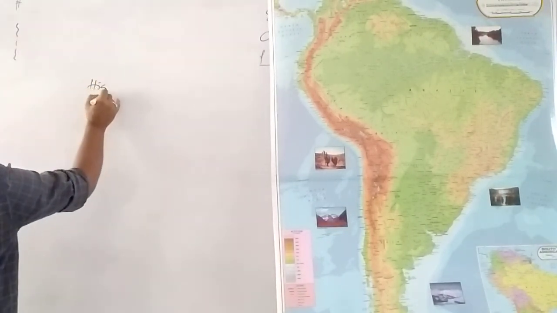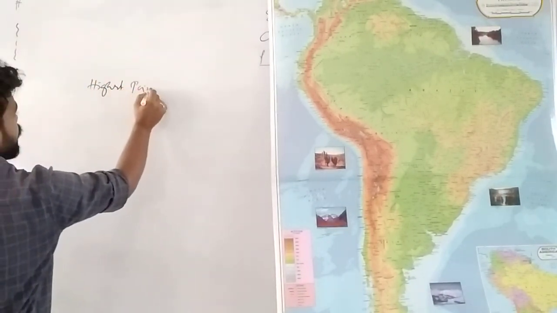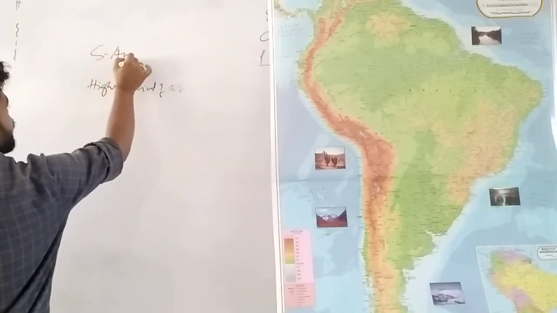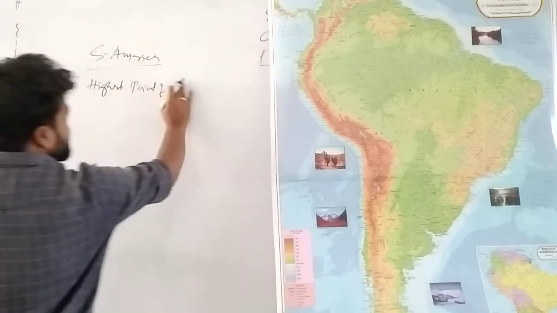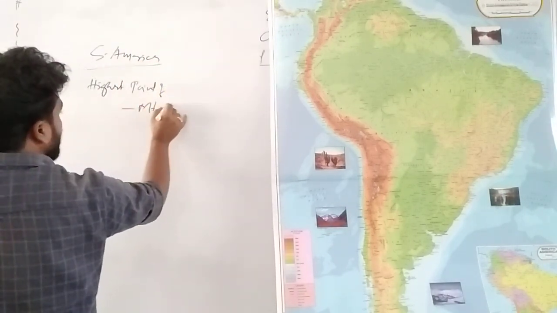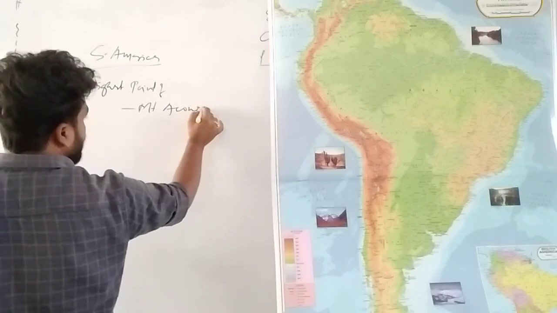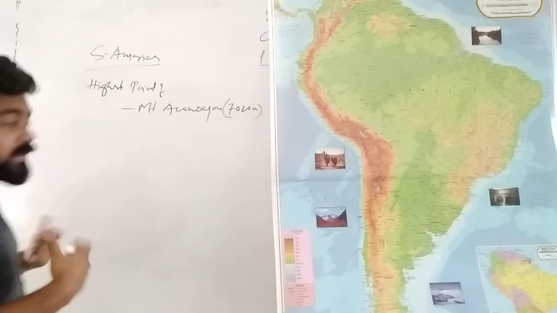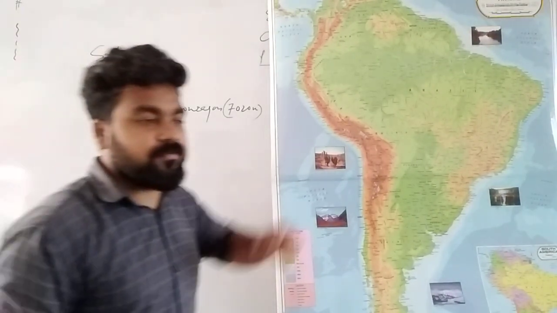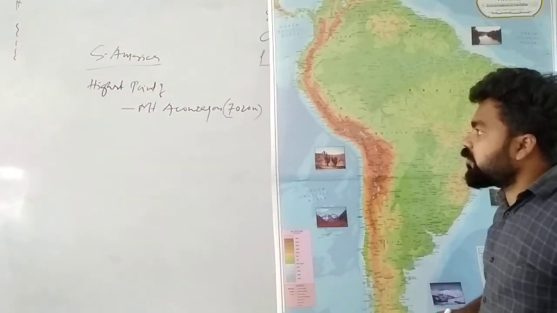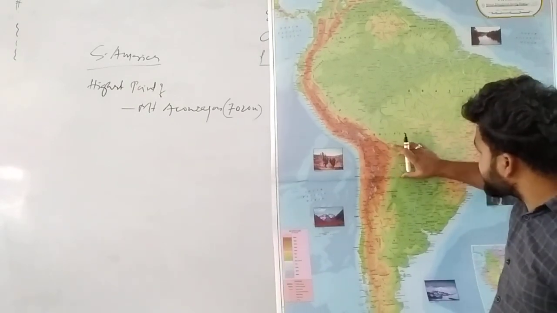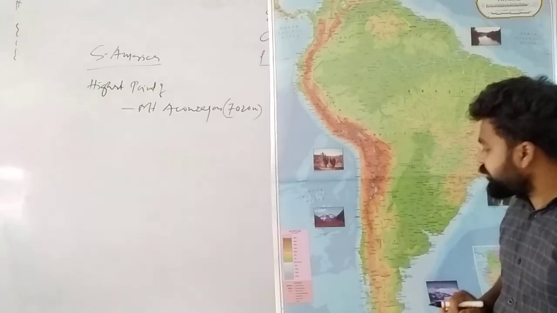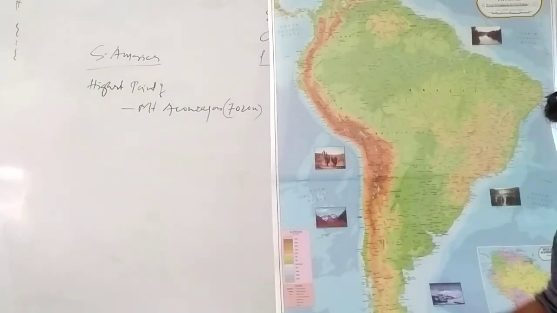So the highest point of South America. So we are discussing South America. The highest point is Mount Aconcagua. This is 7020 meters in height. That means shorter than Everest, and that is the highest point of South America, Mount Aconcagua. It is in the Andes mountain range.